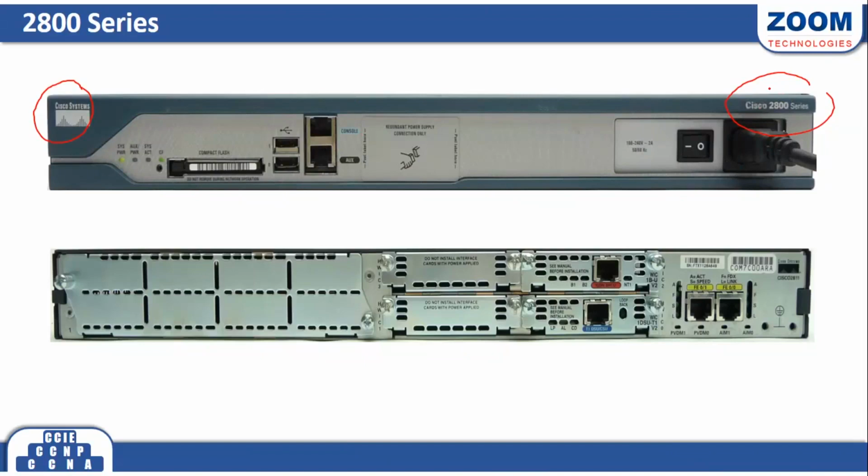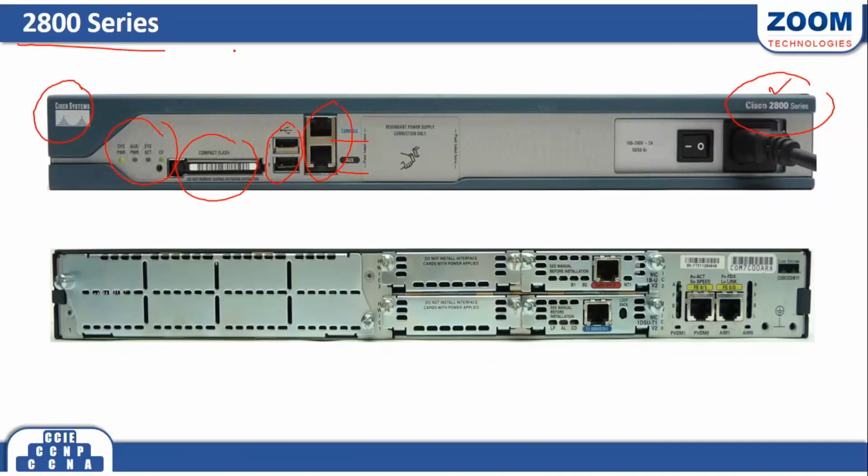By seeing the model number, we can find out whether it is a branch router, network edge router, or ISP router. 2800 series means branch category. There is the power socket and power on/off button. Here you can see USB ports, admin ports which are the console port and auxiliary port, the flash card, and some LED indications. This is only for the 2800 series.